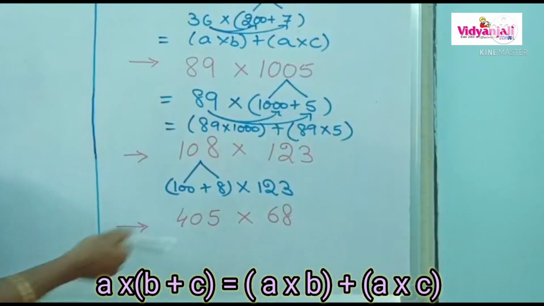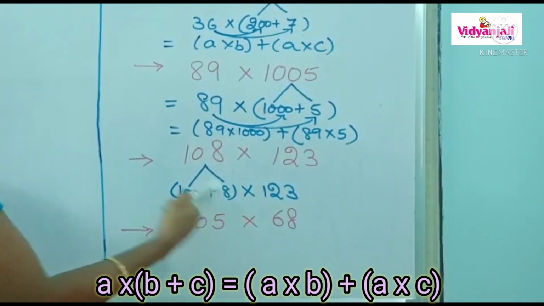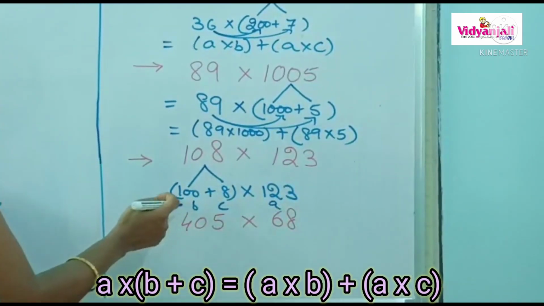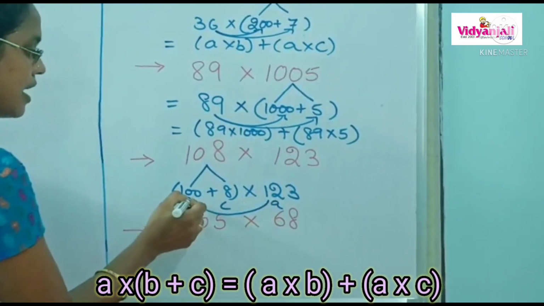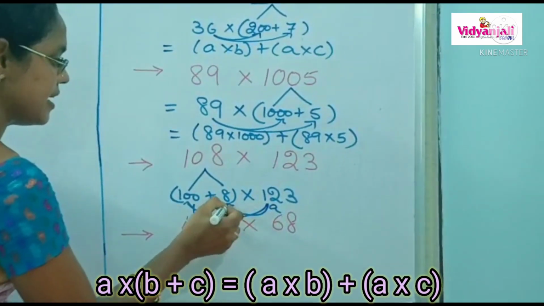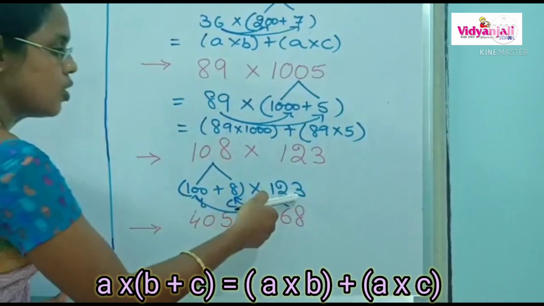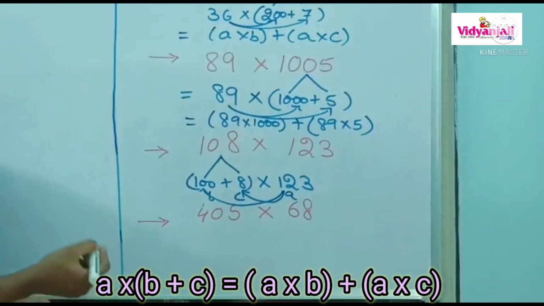If you see here, this is A and we can write B plus C. A into B plus C. How can we write A into B plus C? A into B plus A into C. That means 123 into 100 plus 123 into 8. Once again, 123 into 100 plus 123 into 8. Okay.